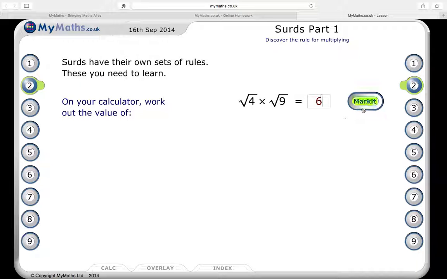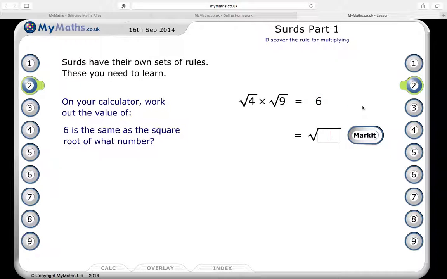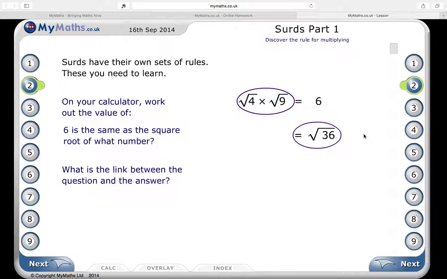So if we type 6 and click mark it, we then know that the answer is correct. Now it's saying 6 is the same as the square root of what number? We've already worked this out because we broke it down instead of just sticking root 4 times root 9 into our calculator and getting the answer 6. We actually know that the answer they're looking for is root 36, so we're going to type root 36 and click mark it.